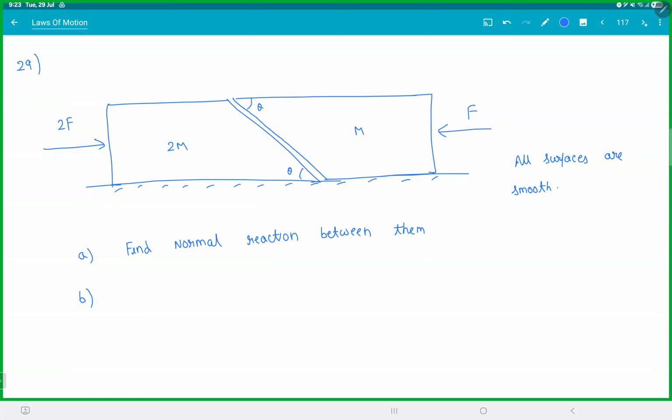Second thing, now if you apply this 2F and F, something will happen. What is the maximum value of F so that the blocks do not slide over each other?